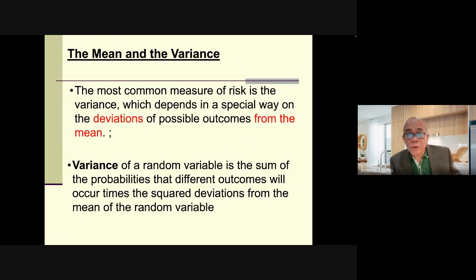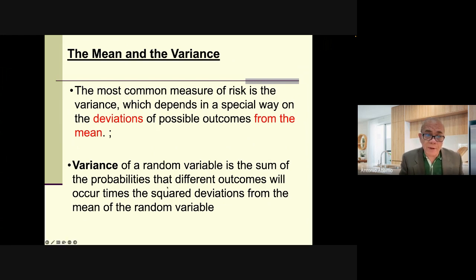Now, the most common measure of risk is the variance, or the standard deviation, especially the deviation of possible outcomes from the mean. That means for that particular occurrence, how far is it from the mean value? The greater the distance between the mean value and the actual value of the random variable, the greater the risk. So that is the logic when we make use of the variance.